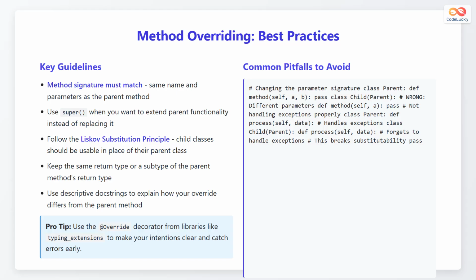Common pitfalls to avoid are changing the parameter signature. This is incorrect. Another thing to avoid is not handling exceptions properly. This is also incorrect.